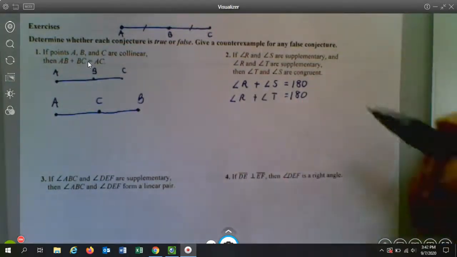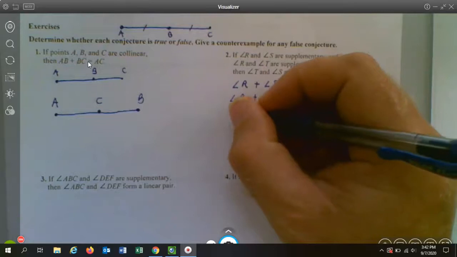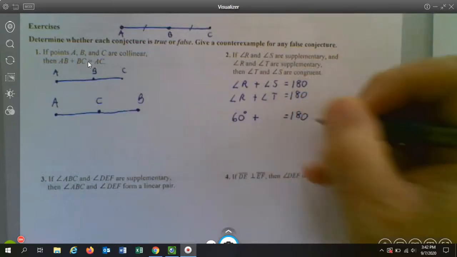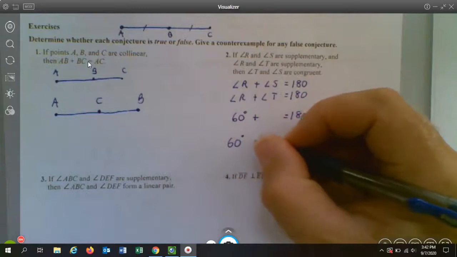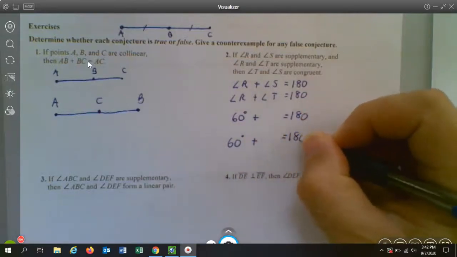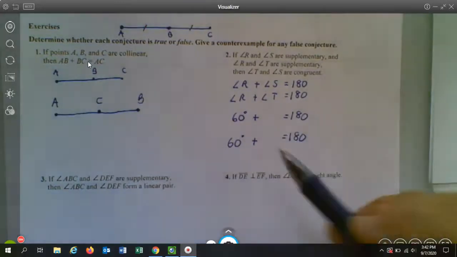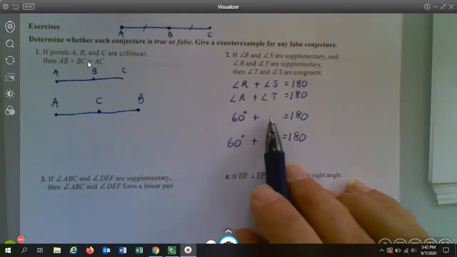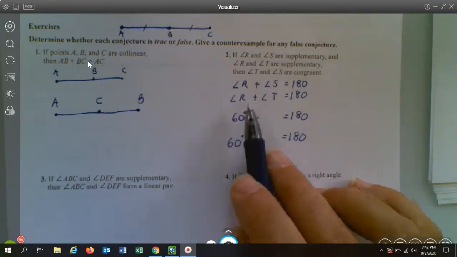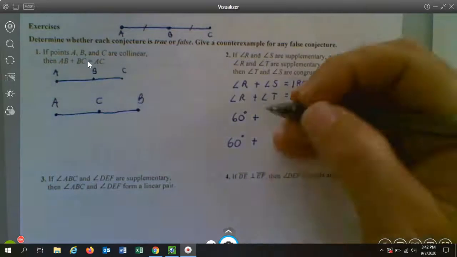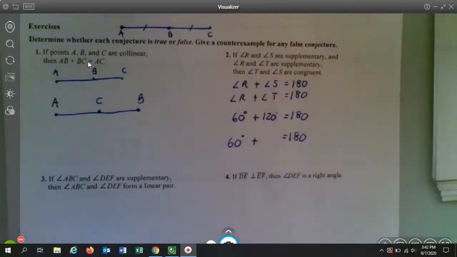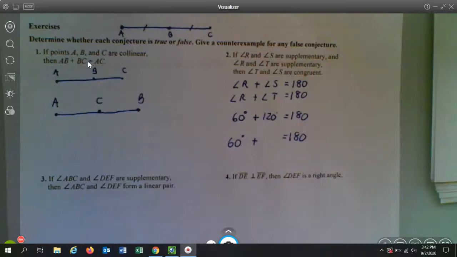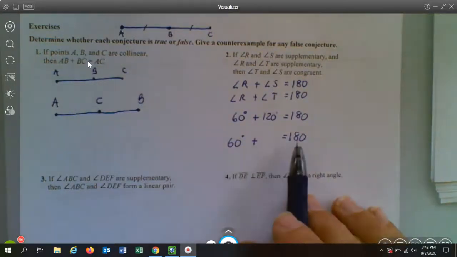Okay, so what if angle R was 60 degrees? So I'm going to put this in for angle R. So still 60, still 60. Okay, so this is angle S and this is angle T. So 60 degrees, so whatever angle R is, what would I have to add to that in order to get 180? Right, so if angle R was 60, that would have to make angle S 120 in order for that equation to be true, right? There's no other value I could put there if R is 60. Well, if R is 60, what would angle T have to be in order to make 180?